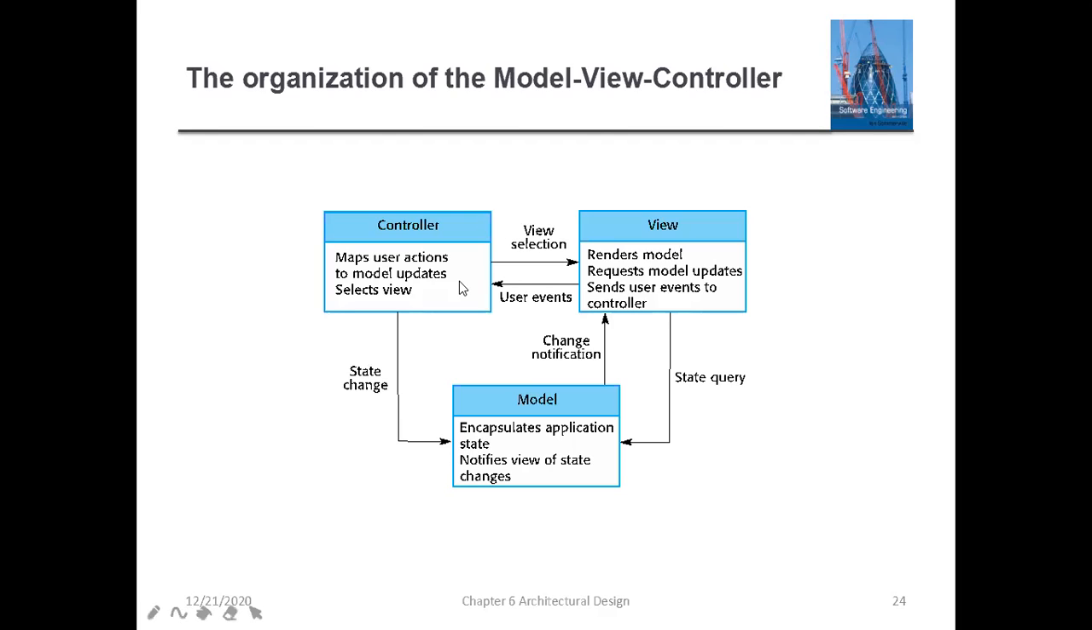We come now to the view. So what is the view going to tell? View renders the model, view requests model updates, sends user events to controller, and then we have the controller. Controller maps user actions to model updates, selects the view.